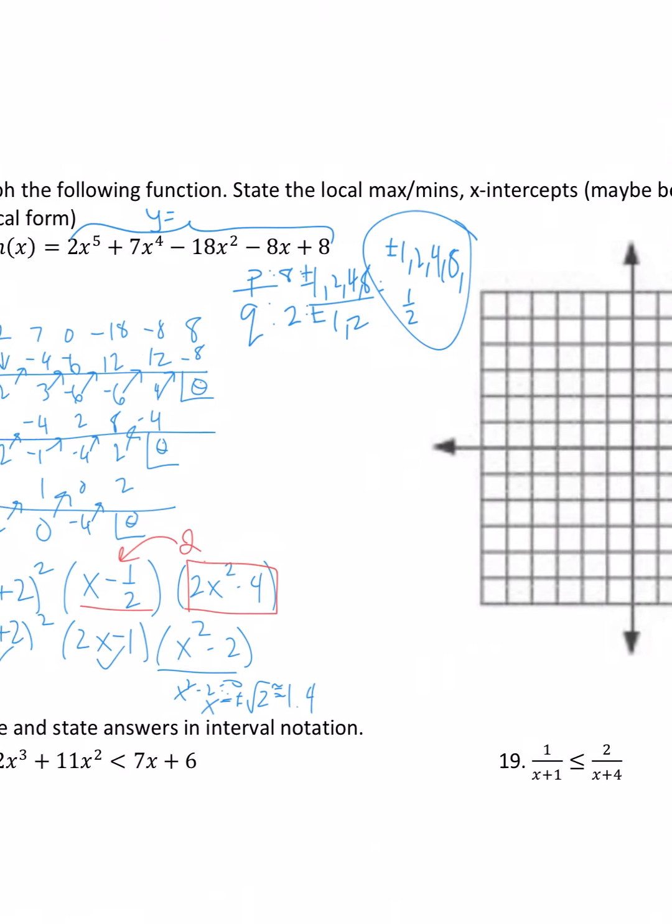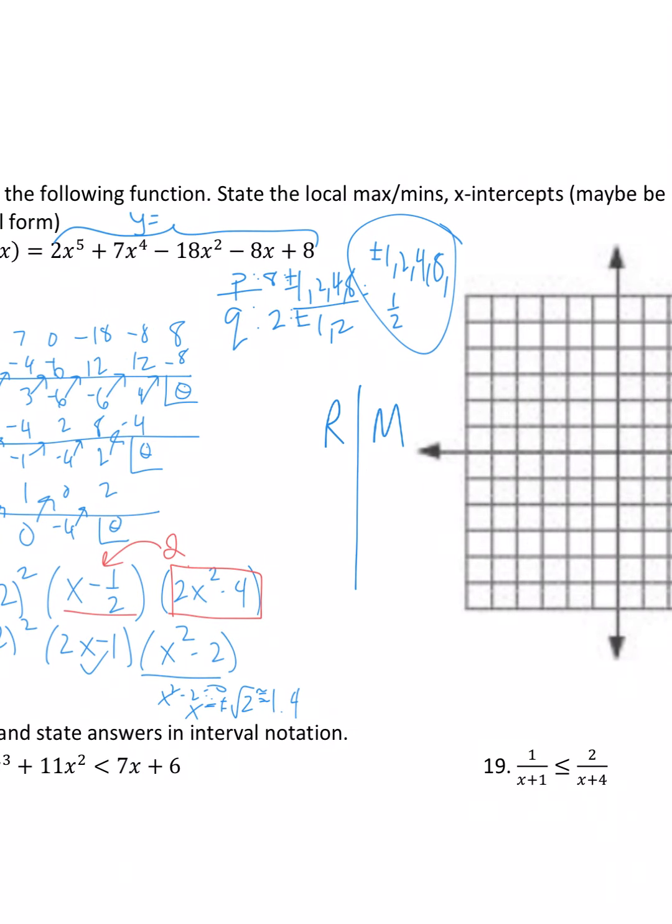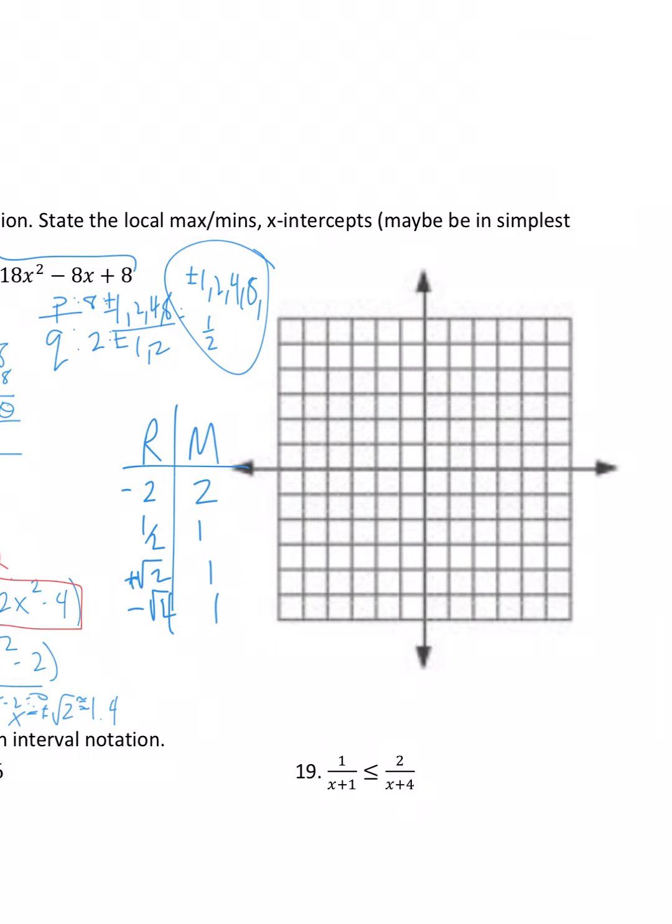So in terms of my graph, I like to make my little table here, root and multiplicity. The first one is -2 with multiplicity of 2, 1/2 with multiplicity of 1, positive root 2 with a multiplicity of 1, negative root 2 with a multiplicity of 1. So I'm going to graph those terms, -2, 1/2, and I'm going to do my best. And so the last part is determining the end behaviors, and since this is an odd positive, left goes down, right goes up.